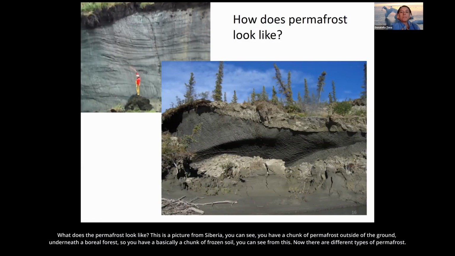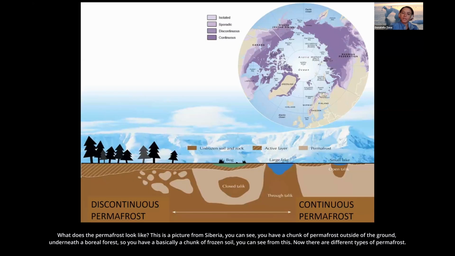Now, what does the permafrost look like? This is a picture from Siberia. You can see a chunk of permafrost taken out of the ground underneath boreal forest. So you have a chunk of frozen soil, as you can see from this.